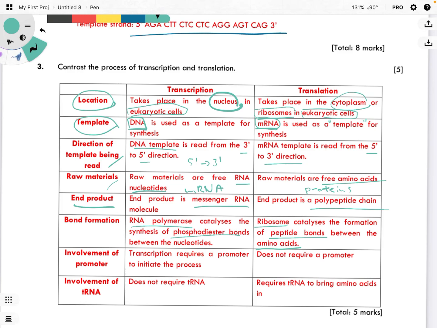Last two. In transcription, to be able to start transcription, we require a promoter to initiate the process. And to initiate the process of translation, we do not require a promoter. Instead, we use a start codon. Involvement of tRNA: it does not involve a tRNA for transcription, whereas in translation it does. So maybe one more thing you'd like to compare is how we stop transcription. To stop transcription, we would require a terminator, whereas to stop translation, we require a stop codon. Right? So these are the differences between transcription and translation.